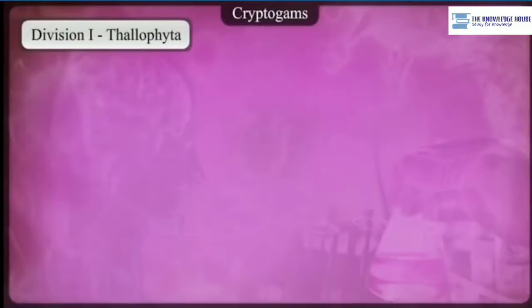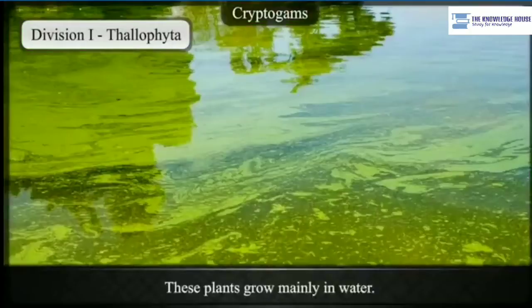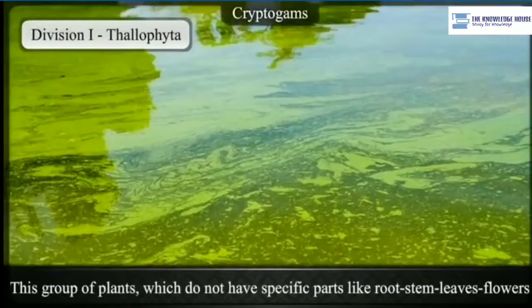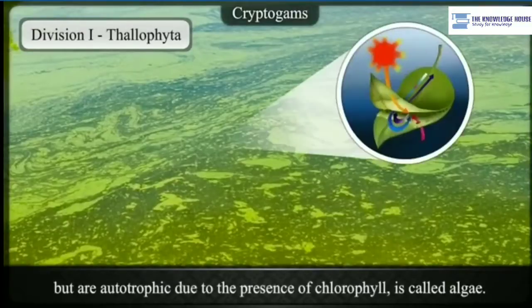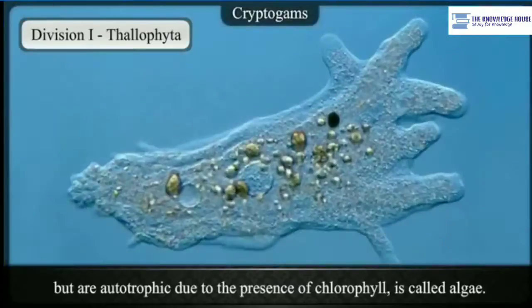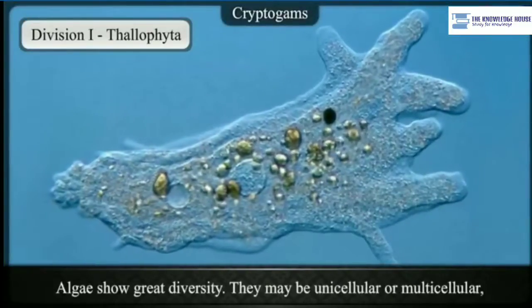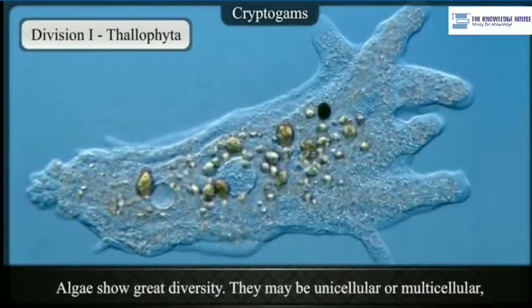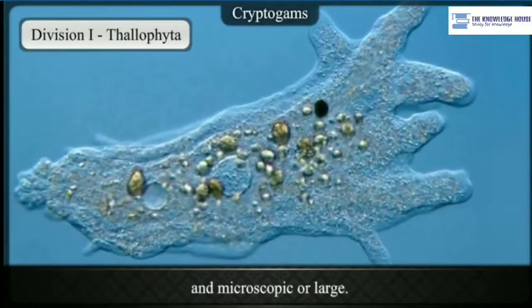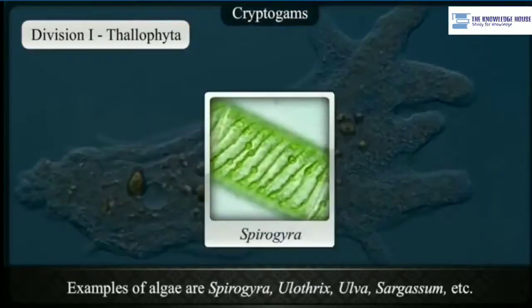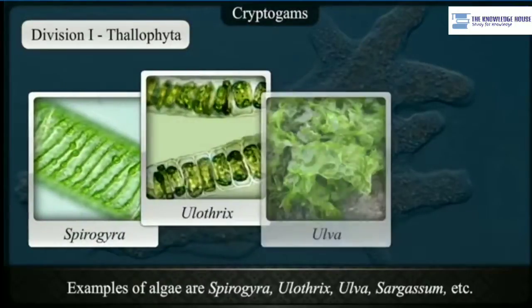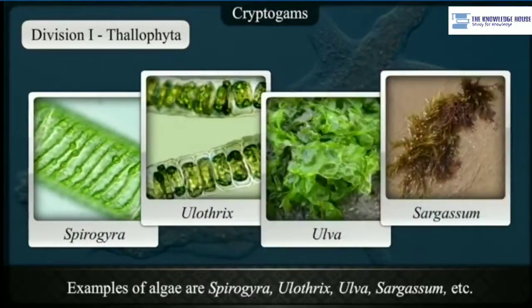Division 1. Thallophyta. These plants grow mainly in water. This group of plants, which do not have specific parts like root, stem, leaves, flowers, but are autotrophic due to the presence of chlorophyll, is called algae. Algae show great diversity. They may be unicellular or multicellular and microscopic or large. Examples of algae are Spirogyra, Ulothrix, Ulva, Sargassum, etc.